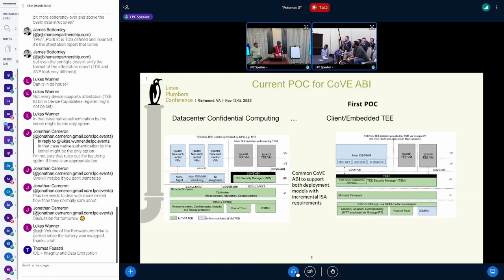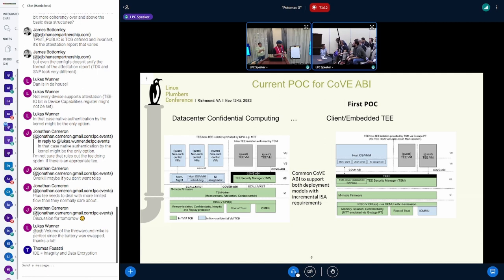We used this picture last time. This is a high-level bird's eye view of the CoVE architecture. There are two ways of thinking about it. On the left-hand side of that slide is the high-performance data center model of the architecture, which looks very much like TDX, if folks are familiar with TDX, where you have a peer hypervisor mode extension running as a TSM, with M mode essentially being the core TCB that does the context switch between them.